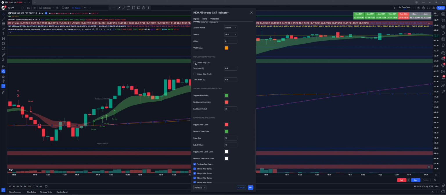So let's enable stop loss, and there it is. Essentially there's a sell stop loss up here, and you enter this sell signal. If I enable take profit, now you're going to see we get a take profit zone down there, and price actually hit that level. So that's your stop and that's your take profit.